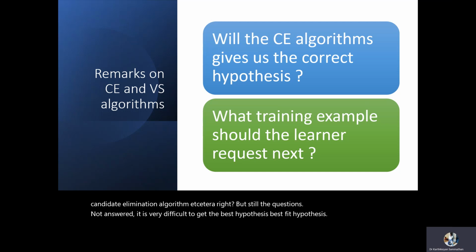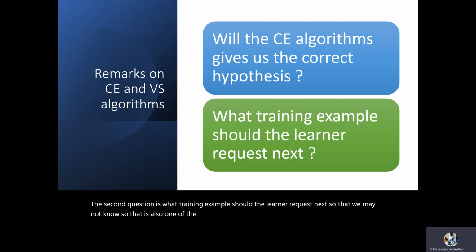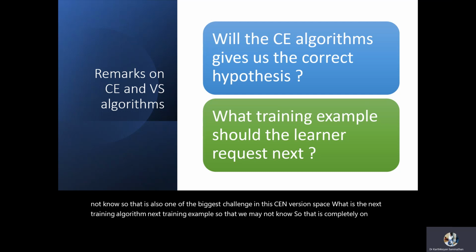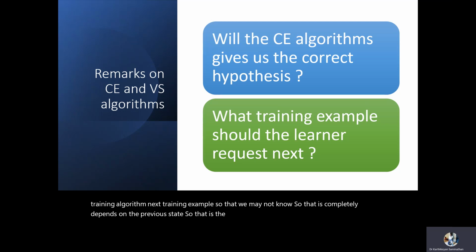Now, the second question is, what training example should the learner request next? That we may not know. That is also one of the biggest challenges in candidate elimination and version space. What is the next training example, we may not know, as that completely depends on the previous state. So in order to solve these two issues, we are moving on to inductive bias.